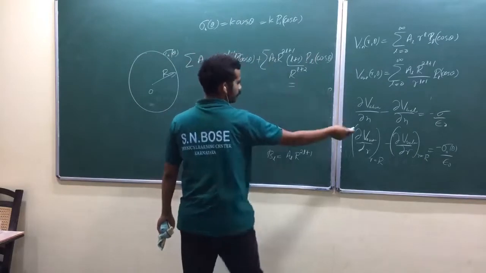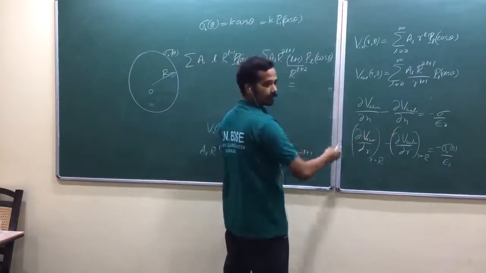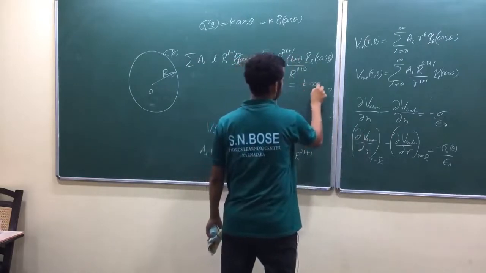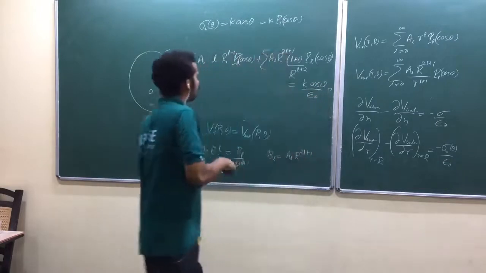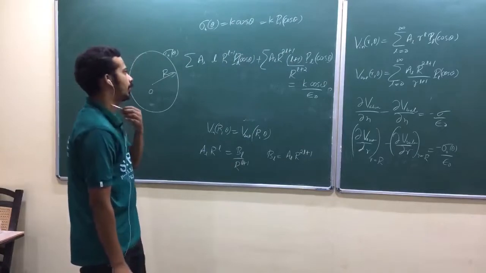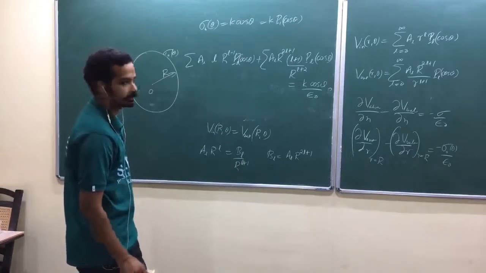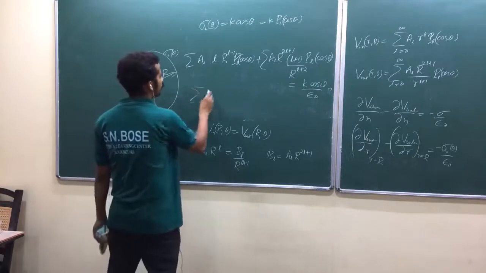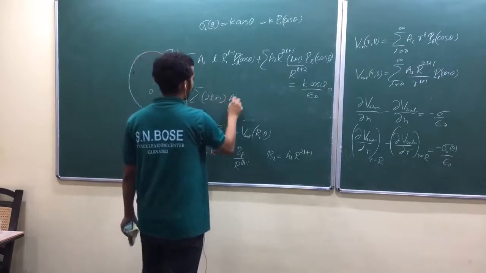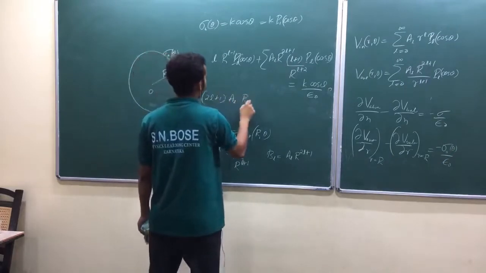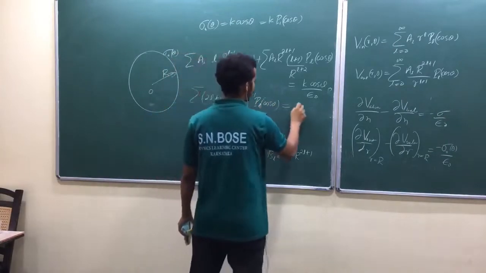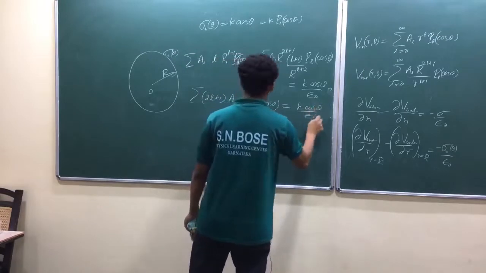So that's equal to, I have taken, I made it opposite. That's why I am going to take off that negative sign. What would happen? K cos theta by epsilon naught. Now I think you can rearrange this one, so that you can take r to the power L minus 1 common. Look at here: (L plus 1)(2L plus 1) A_L r to the power L minus 1 P_L of cos theta is equal to K cos theta by epsilon naught.